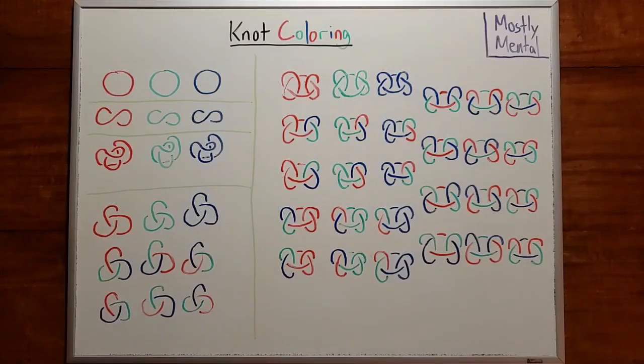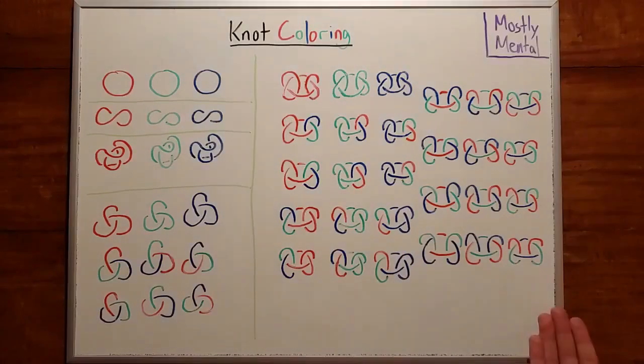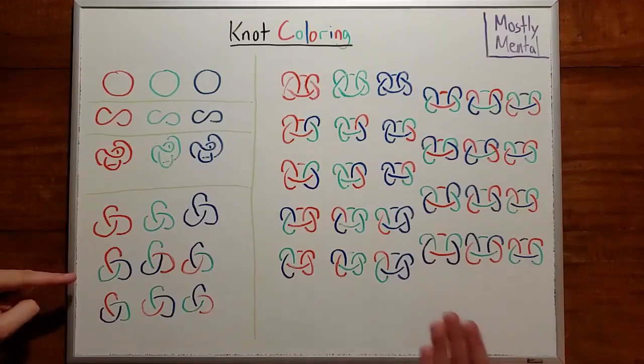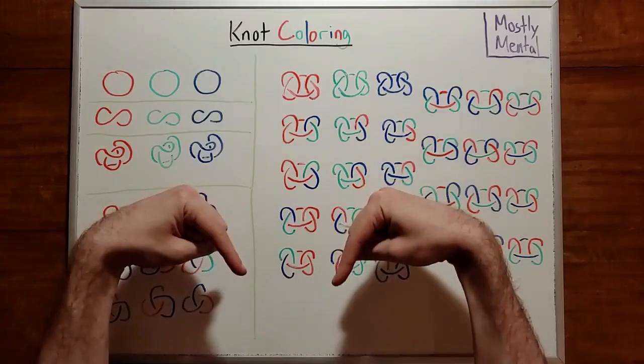As another example, for this square knot, there are 27 ways to color it, which means it's different from both the unknot and the trefoil. And you might notice that 3, 9, and 27 are all powers of 3. That's not a coincidence. If you're up for a challenge, try to show that that's always the case for any knot. I'd love to see your proofs in the comments below.